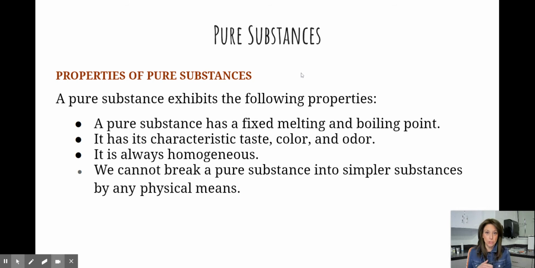All right, so how are mixtures different from pure substances? A pure substance exhibits the following properties. A pure substance has a fixed melting and boiling point. It has a characteristic taste, color, and odor. It is always homogeneous, always uniform throughout. You never see little pieces or bits different from the actual substance. We cannot break a pure substance into simpler substances by any physical means. In other words, there's no way to break apart the molecules or the elements of a pure substance.